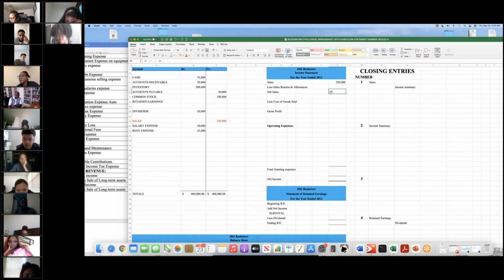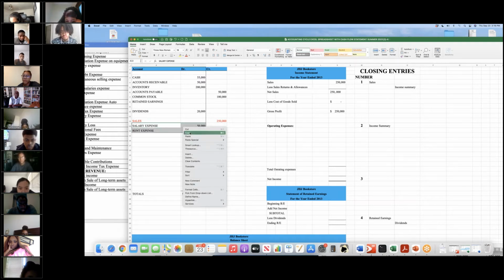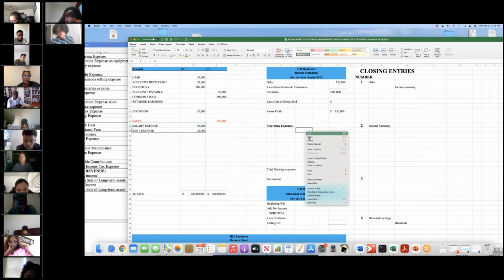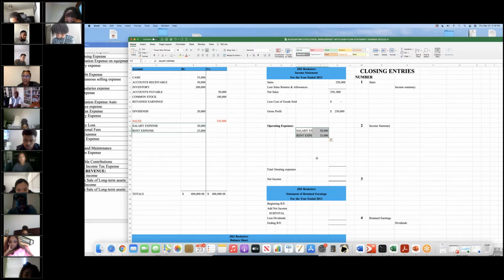So our net sales are 250. We didn't sell anything, so cost of goods sold is 0. So our gross profit is 250. Now we need our operating expenses. So we're going to come in here, copy those expenses, and paste them right there. You have a lot of them, so it's going to be a big help. We didn't take the total, 75,000.